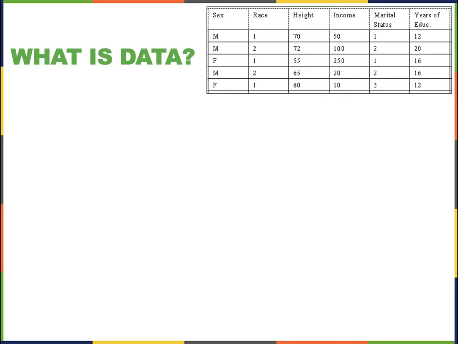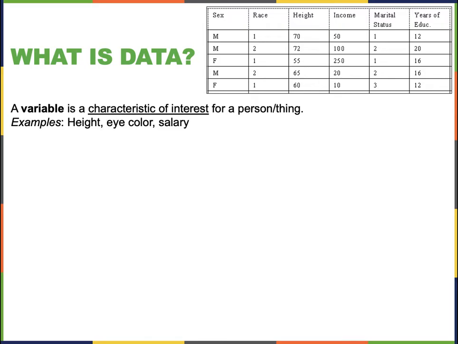So when talking about what statistics is, I mentioned this term a lot, data. So what is data? To understand what data is, you first have to understand what a variable is. A variable is a characteristic of interest for a person or thing. Examples are height, eye color, or salary. These are all considered variables.